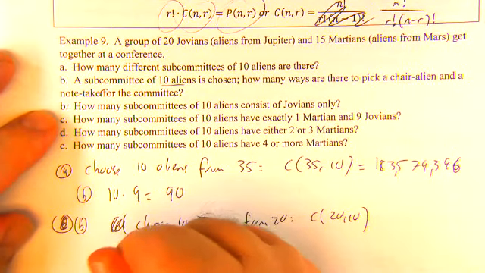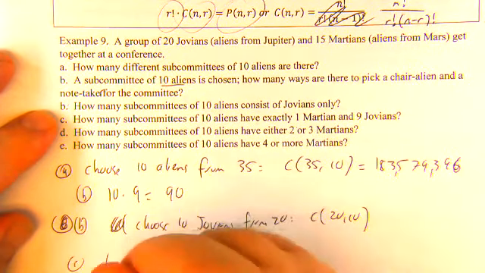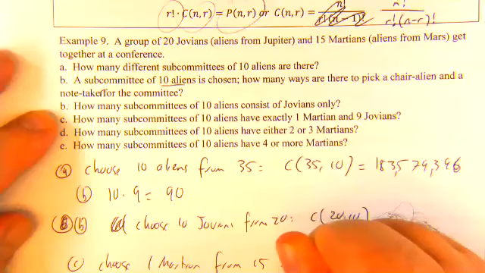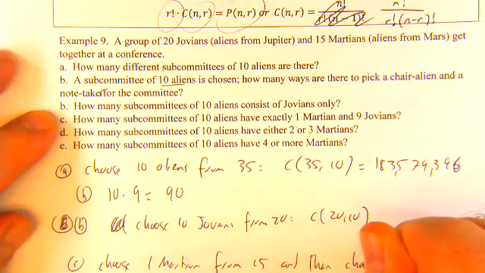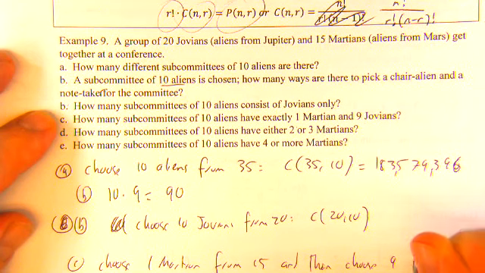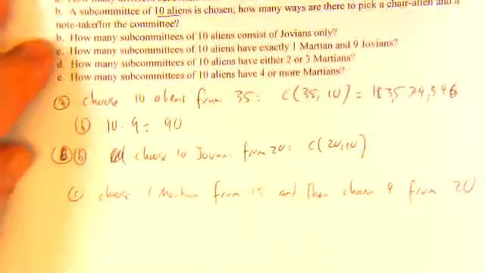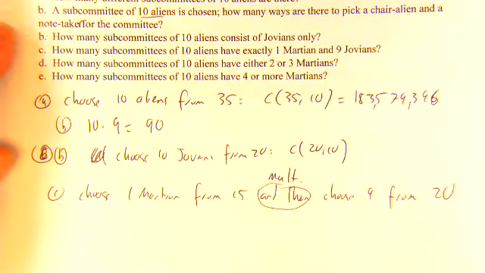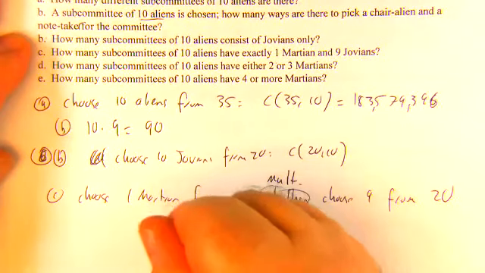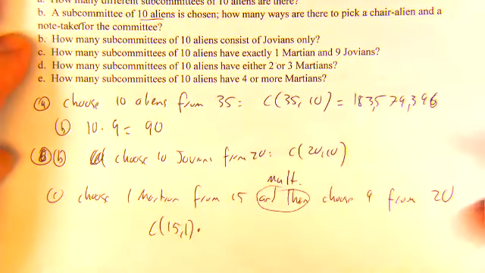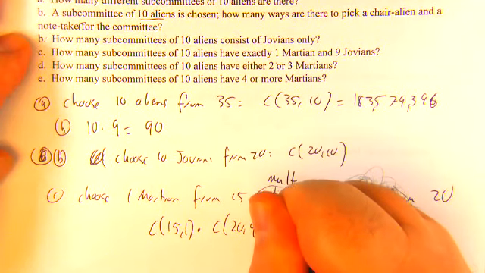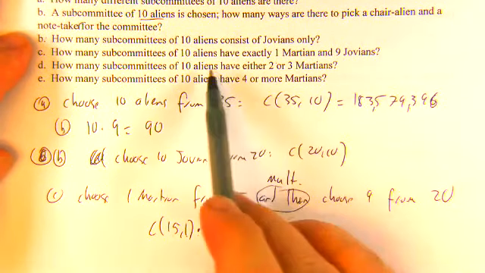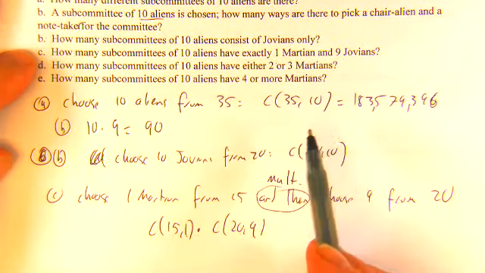Well, here I have to choose one Martian from 15, and then choose 9 Jovians from 20. It's a sequence, right? That means multiplication. So I have to choose C(15,1) times C(20,9): 1 out of 15 Martians, and then 9 out of 20 Jovians. And that'll give me a subcommittee of exactly 1 Martian and 9 Jovians.